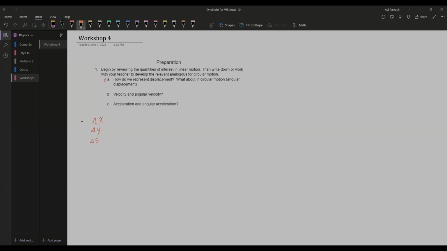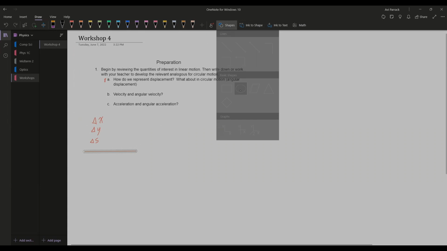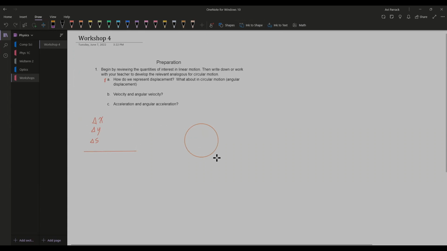If we do the line here, so when we're talking about linear motion, oh, it's a terrible line. Let's see if we can do a better line here. So this is linear motion. This is the linear motion case. Now, for our analog here, we're talking about circular motion. So it used to be that we were talking about moving along this line. Maybe we move some distance and this is our displacement, right? This is the change in X, if this is the X direction.